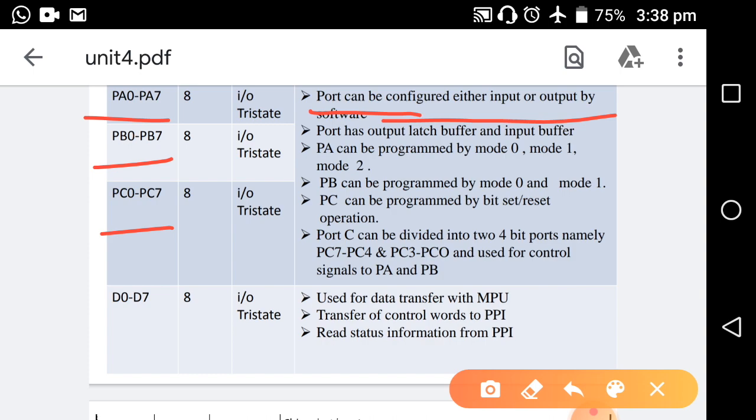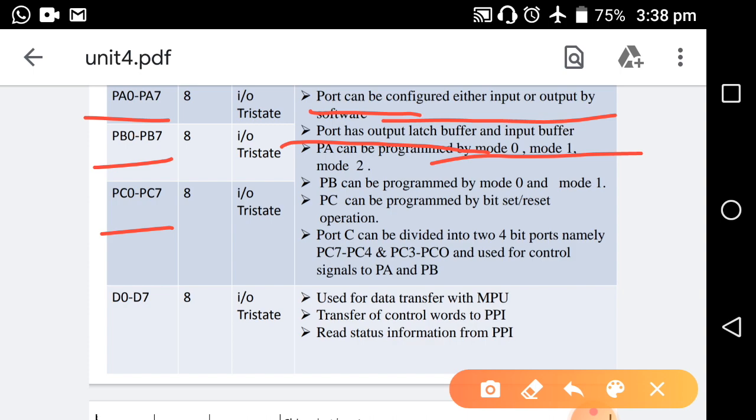The port has an output latch buffer and an input buffer, which are used to store the data temporarily, because the IO devices have very low speed, which is not perfectly matched with the 8085 speed. So we need to store the data for a while, and for that we use the latch between the microprocessor and the IO device.